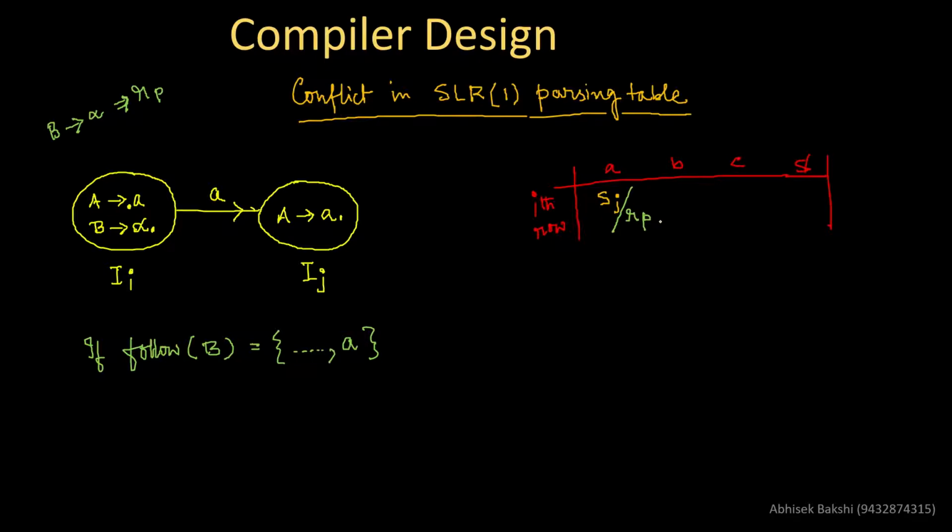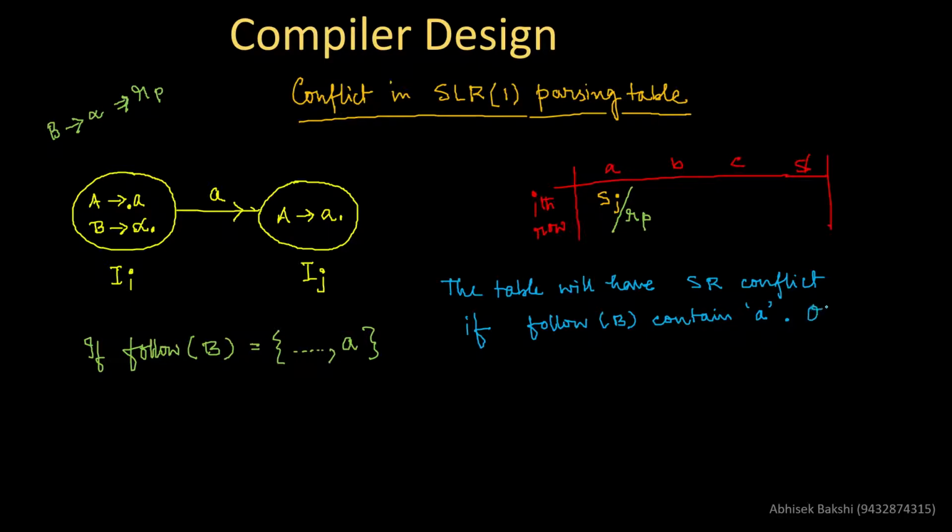So here I can say that the table, specifically over here, will have an SR conflict if this condition holds, if follow of B contains small a, otherwise not.